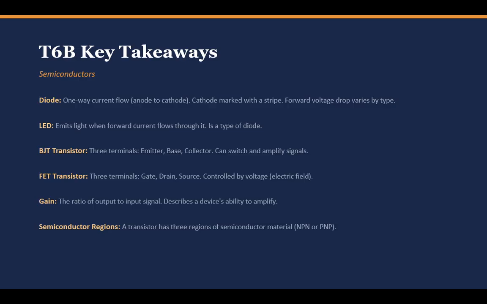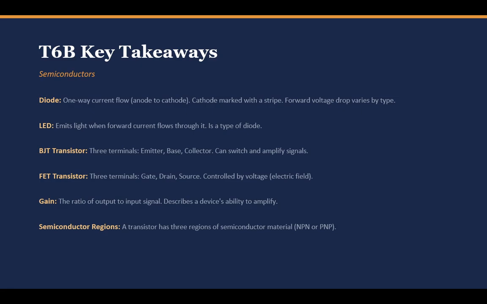Some of our key takeaways for T6B Semiconductors: diode, one-way current flow, anode to cathode. Cathode marked with a stripe. Forward voltage drop varies by type. LED emits light when forward current flows through it. It's a type of diode.